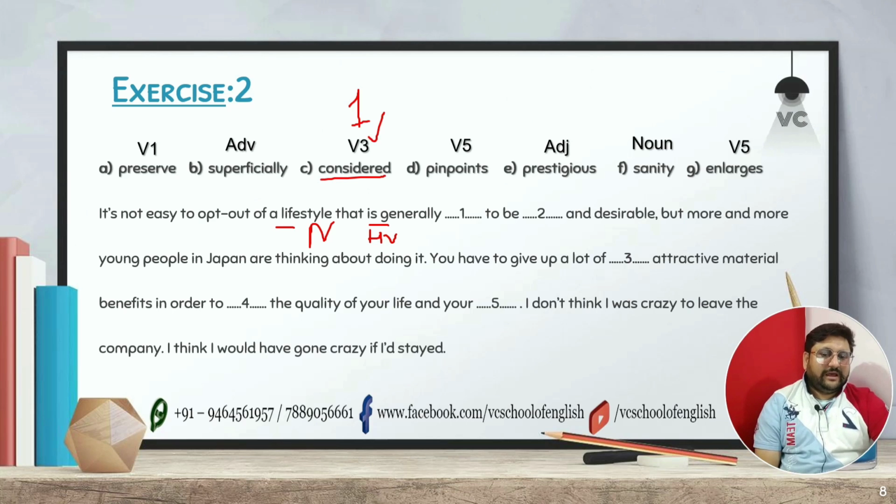Now, after the to be we have a blank, and after the blank we have and. So before and after and, always look for a similar form of words. Let's take a look at which form of word it is. Desirable is an adjective. So after the blank we have an adjective, which means before the blank we have to look for an adjective. How many adjectives do we have in the options? Only one, which is prestigious. So the answer for the second is prestigious.